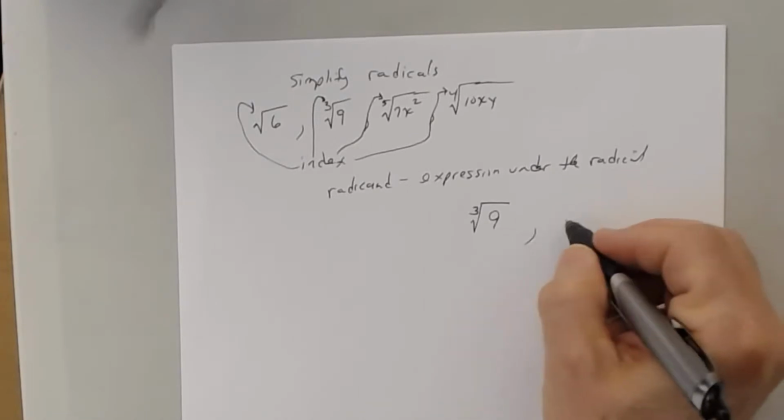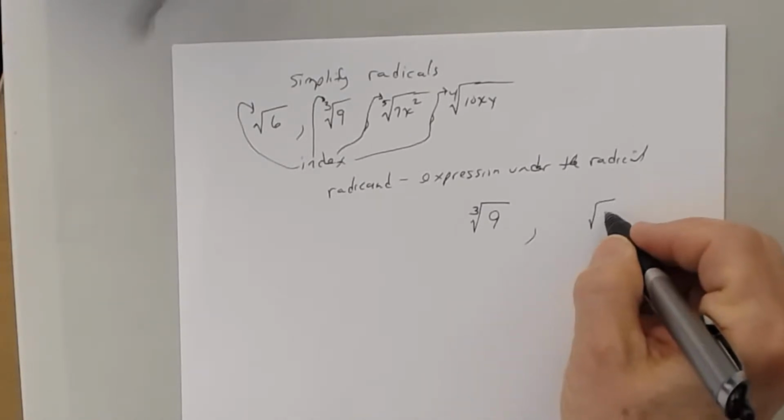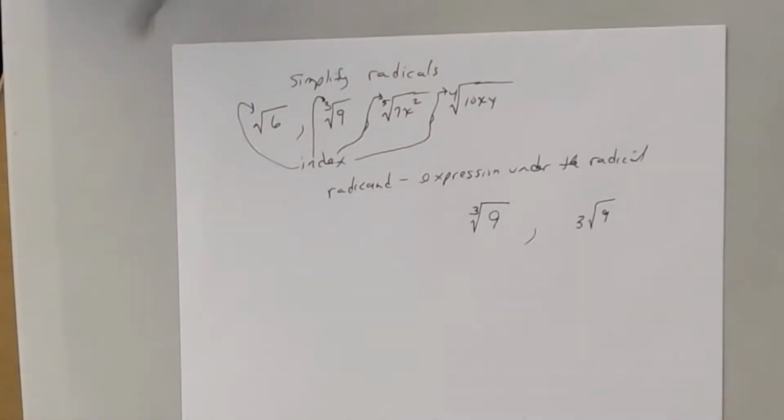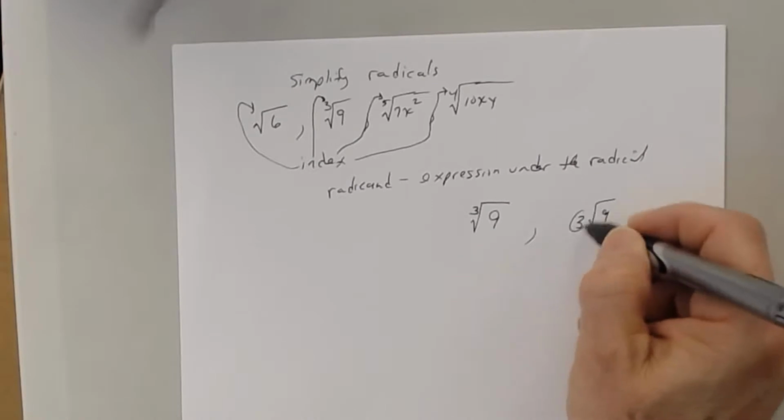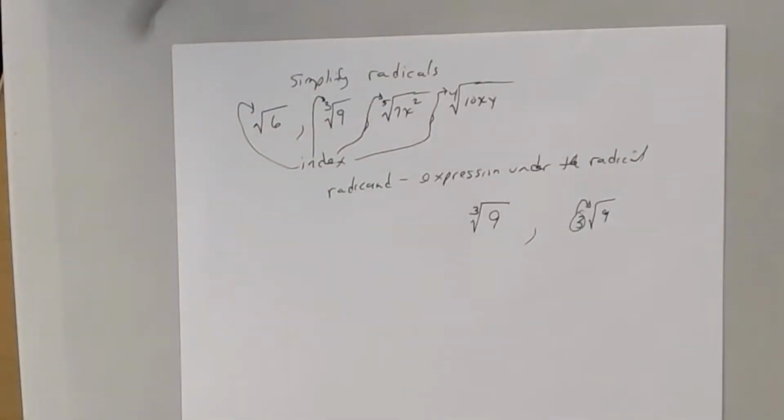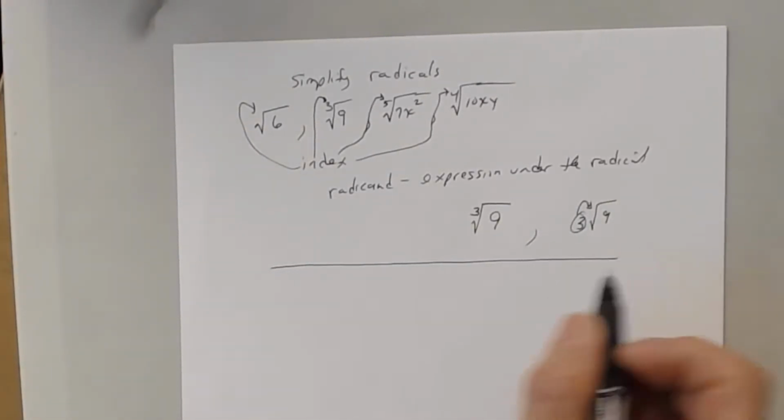Some people write it like this. So they'll say 9 and then they'll put the 3 like here. That looks like you're saying 3 times the square root of 9, doesn't it? So just make sure, don't write this, just make sure it looks more like it goes in the index. Okay? All right, now real quick.